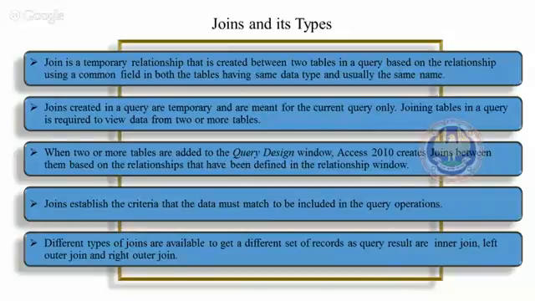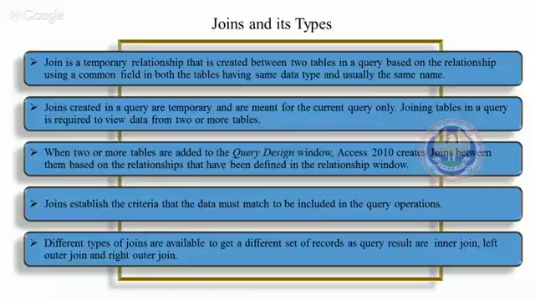Joining tables in a query is required to view the data from two or more tables. When two or more tables are added to the query design window, Access 2010 creates joins between them based on the relationship that we have defined in the relationship window. That means joins establish the criteria that the data must match to be included in the query operations.